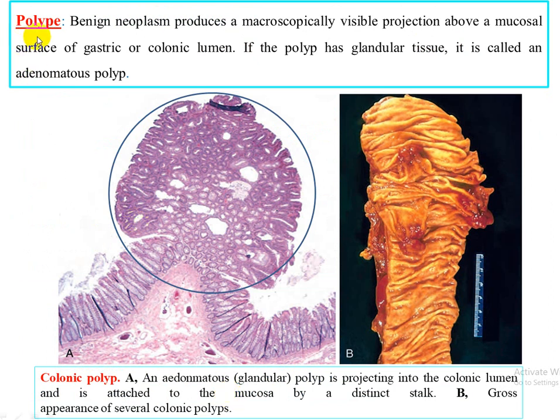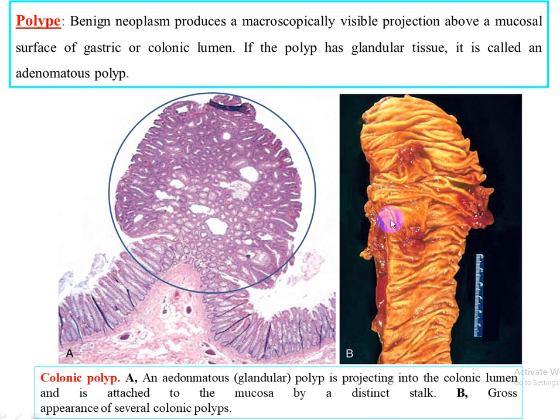Also, another term is polyp. A polyp is a benign neoplasm which produces macroscopically visible projections on epithelial surfaces of gastric or colonic mucosa, but if it contains glandular structure, it is called an adenomatous polyp, as you see here in these figures, which is a typical example of colonic polyps.